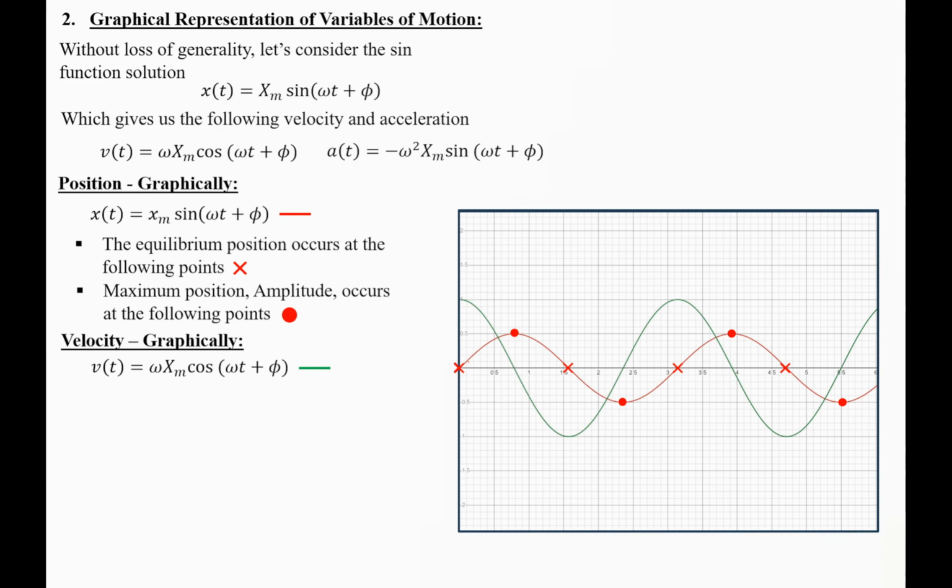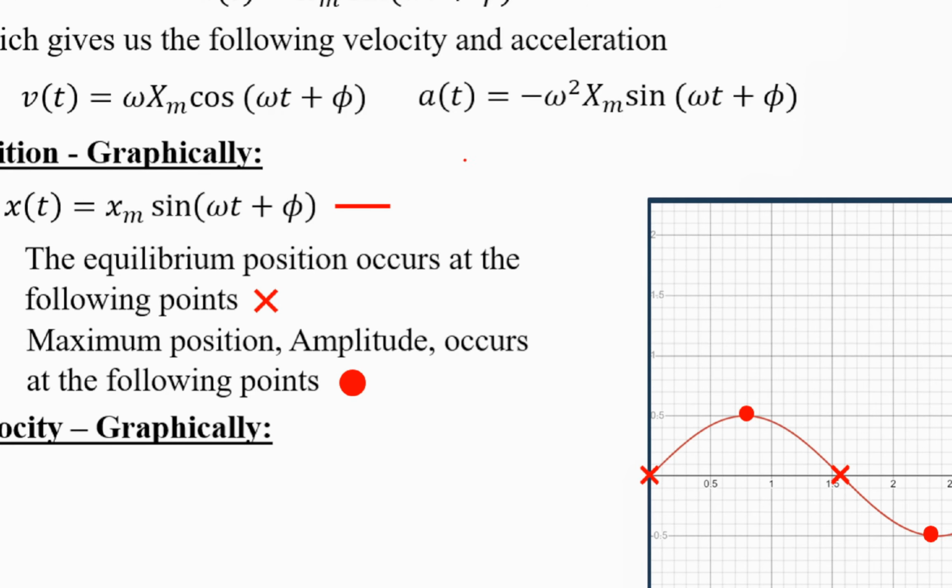Now what about the velocity? The velocity is given by this green curve, which is omega x_m cosine(omega t plus phi). So here we're plotting the position and the velocity on the same axes. Also, let me state something before I refer to the velocity. Remember that the curve of a sine function looks something like that. It starts from 0. Also, it is important to mention that in this case I'm assuming that phi is 0.